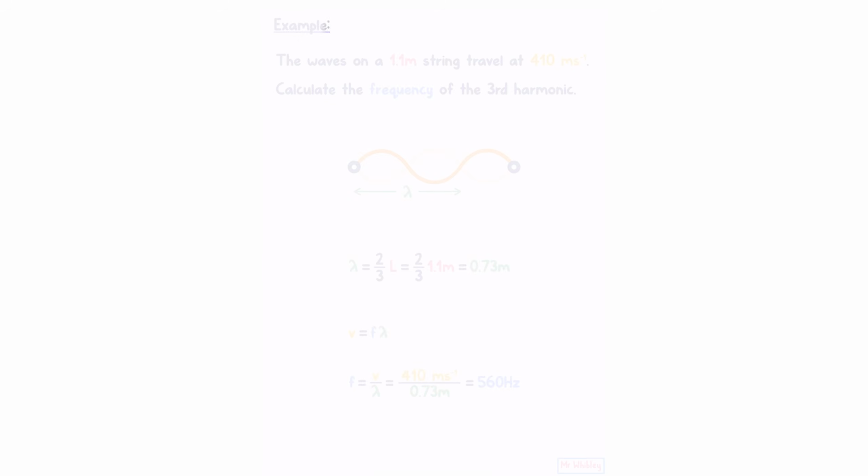Let's now go through an example. The waves on a 1.1 meter string travel at 410 meters per second. Calculate the frequency of the third harmonic.